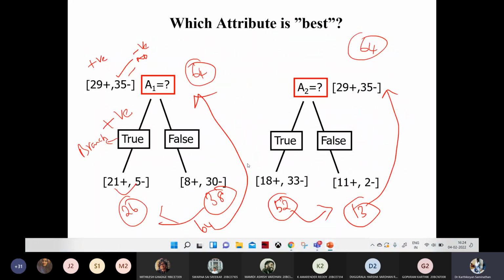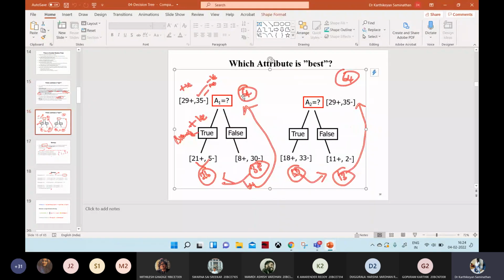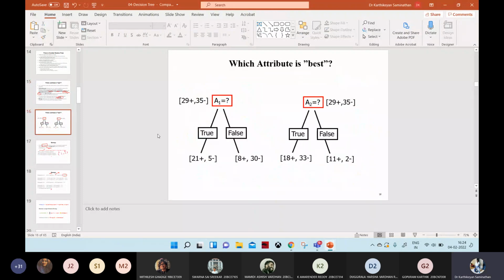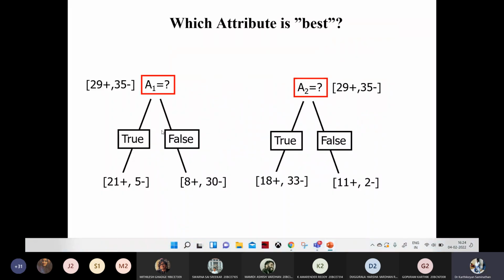So now, this is a given problem. Assume A1 and A2. There are two scenarios, but different hypotheses, different positive and negative hypotheses. So which is the best classifier? Which is the best attribute? This is what we want to find out now. So are you all there with me?